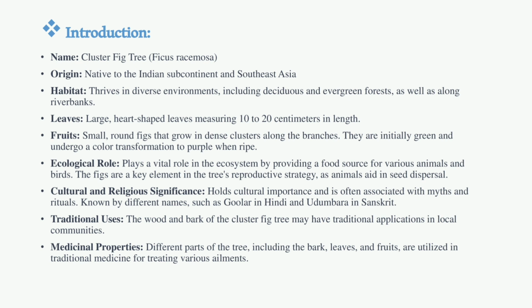Habitat: thrives in diverse environments, including deciduous and evergreen forests, as well as along riverbanks. Leaves: large, heart-shaped leaves measuring 10 to 20 centimeters in length. Fruits: small, round figs that grow in dense clusters along the branches. They are initially green and undergo a color transformation to purple when ripe.